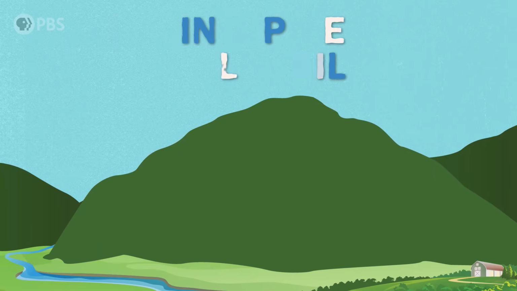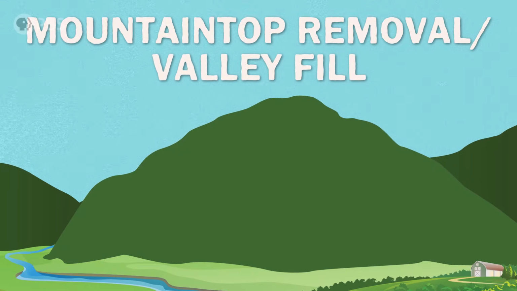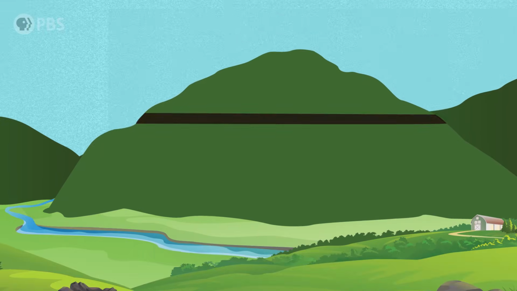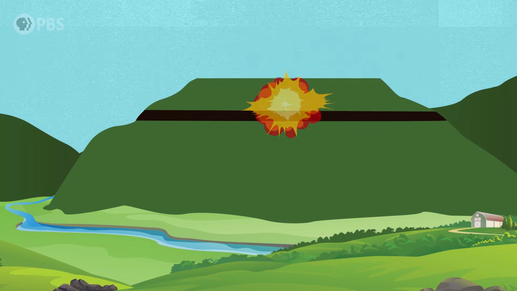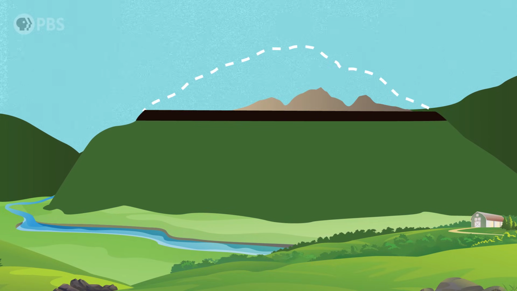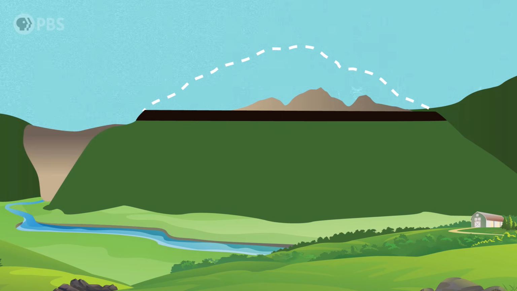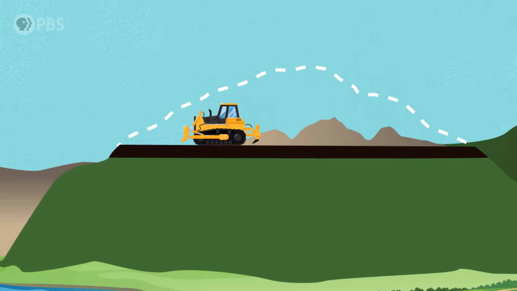Another form of surface mining is called mountaintop removal valley fill. If there's a suspected coal seam inside of a mountain, they'll literally blow up the mountaintop or ridge in order to start a surface mine and then dump the overburden in a nearby valley. If that wasn't bad enough, the process of surface mining also releases large amounts of carbon dioxide, which, as you know from the last episode, is a powerful greenhouse gas involved in climate change.